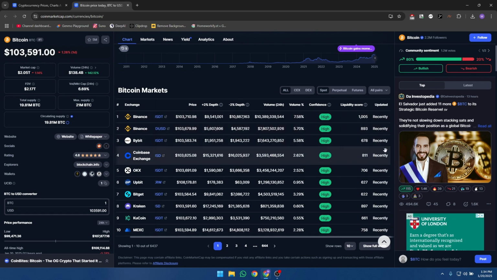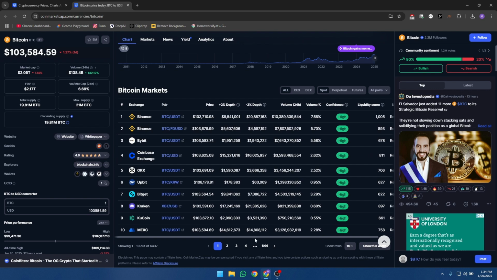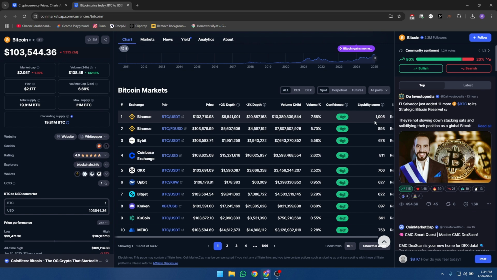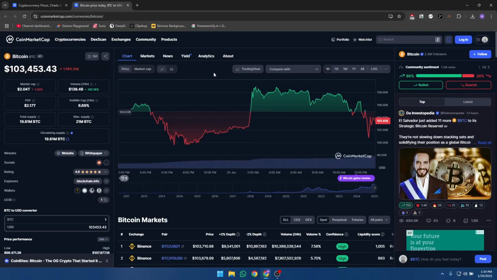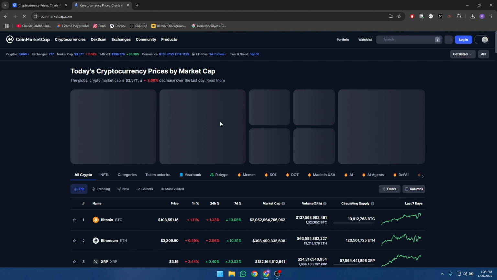All being updated recently, which is a good sign for the exchange. And liquidity score, the higher the better. A higher liquidity score basically just means that you're trading the asset at a more authentic price. So that is pretty much all the basics for CoinMarketCap and how the coins work.